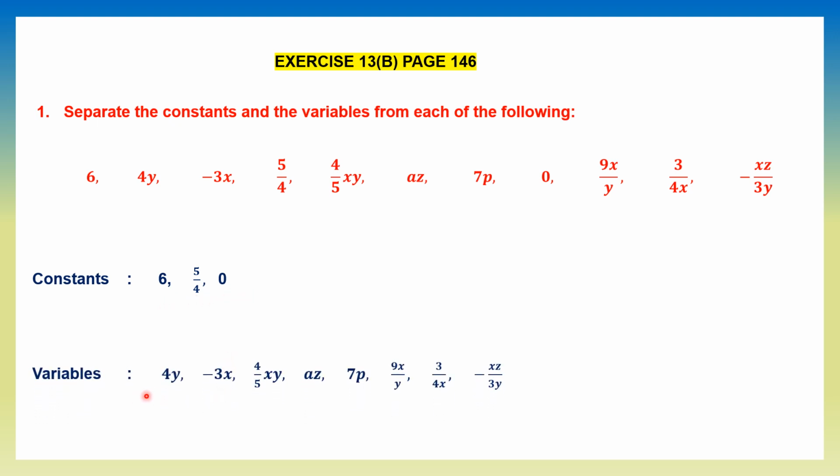So what are all the variables? 4y, minus 3x, 4 by 5xy, az, 7p, 9x by y, and 3 by 4x, and minus xz by 3y. So whenever you have a letter, it is a variable. Keep that in mind. Numbers by themselves, they are constants.